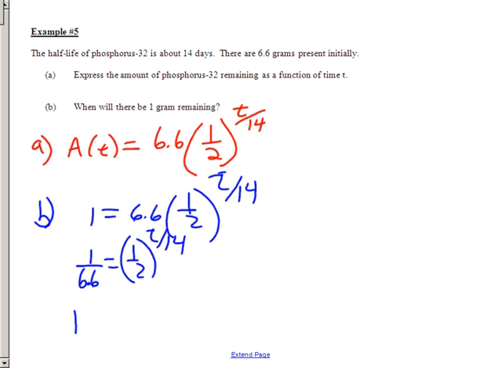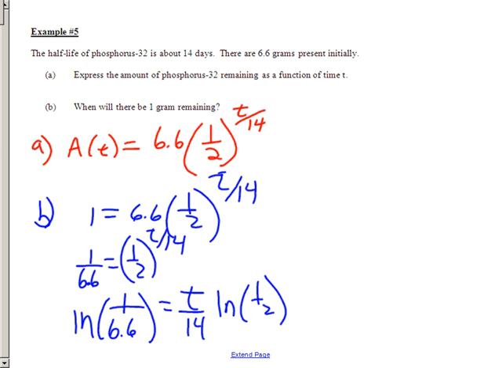Take the natural log of both sides so that I can drop down. Now the base doesn't just go away here, though, because the base isn't e. I get t over 14 times the natural log of 1/2. So when I drop it down, the exponent becomes the coefficient of the natural logarithm.